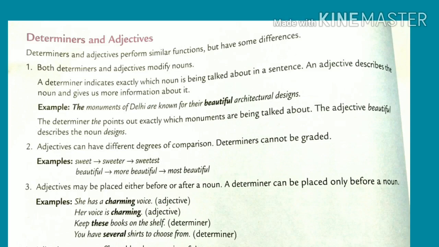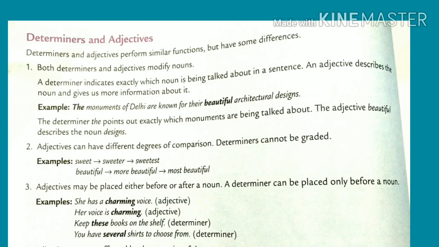Let's see what they are. First one, both determiners and adjectives modify nouns. A determiner indicates exactly which noun is being talked about in a sentence. An adjective describes a noun and gives us more information about it. Actually, an adjective only describes the noun. We have to identify which noun it describes, and it also gives only more information about it. But a determiner indicates exactly which noun is being talked about.